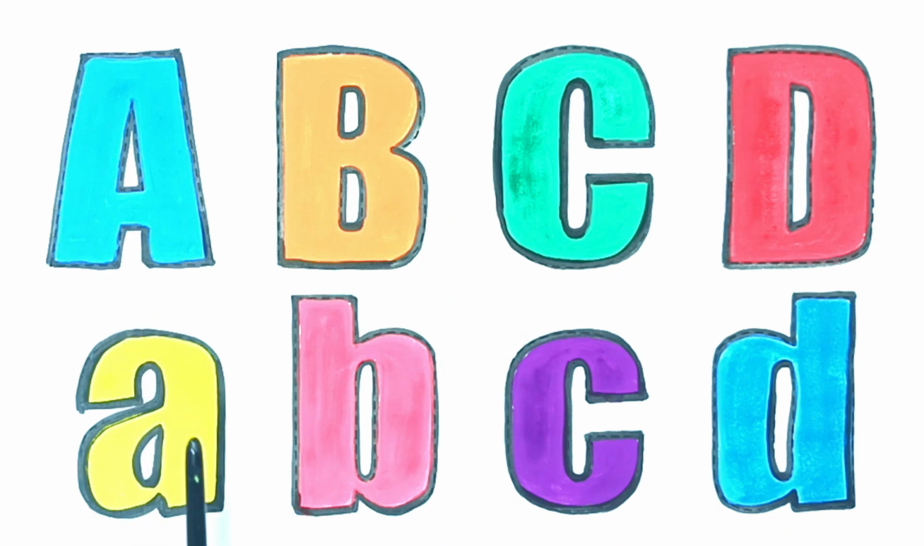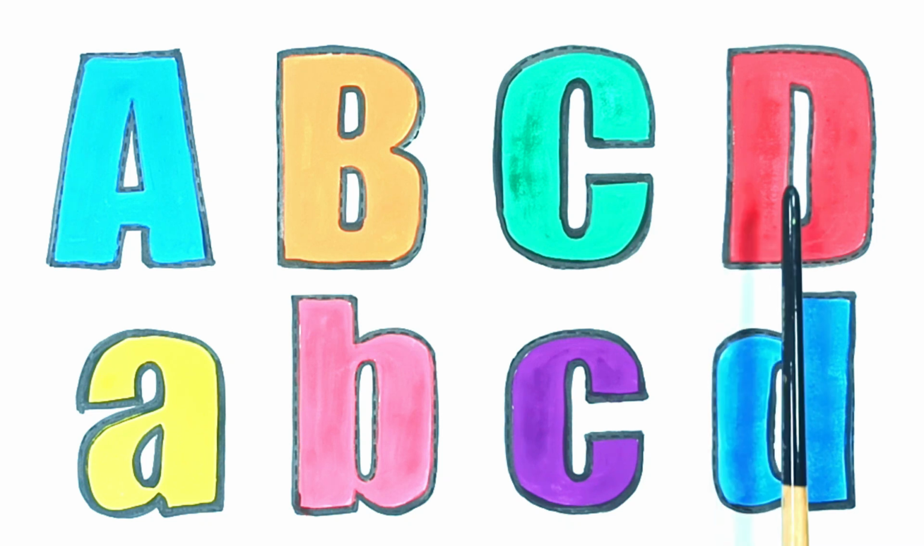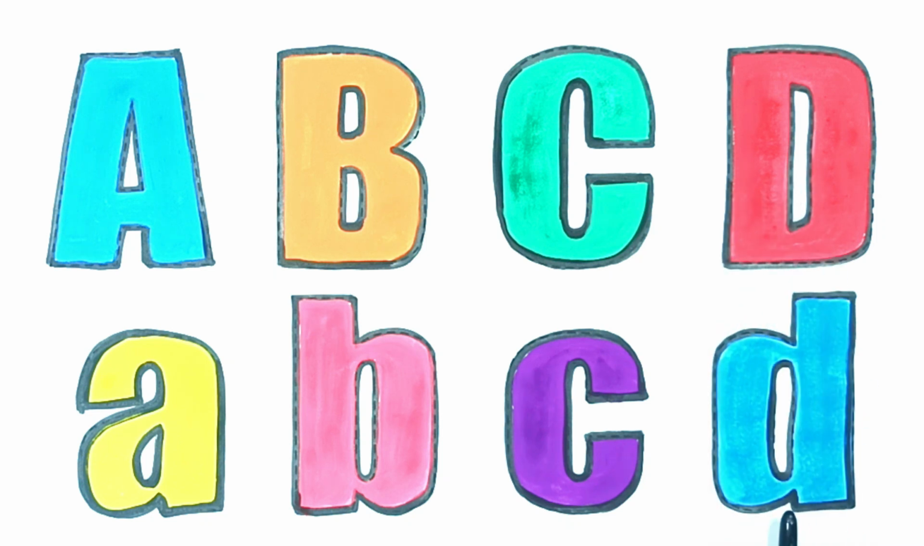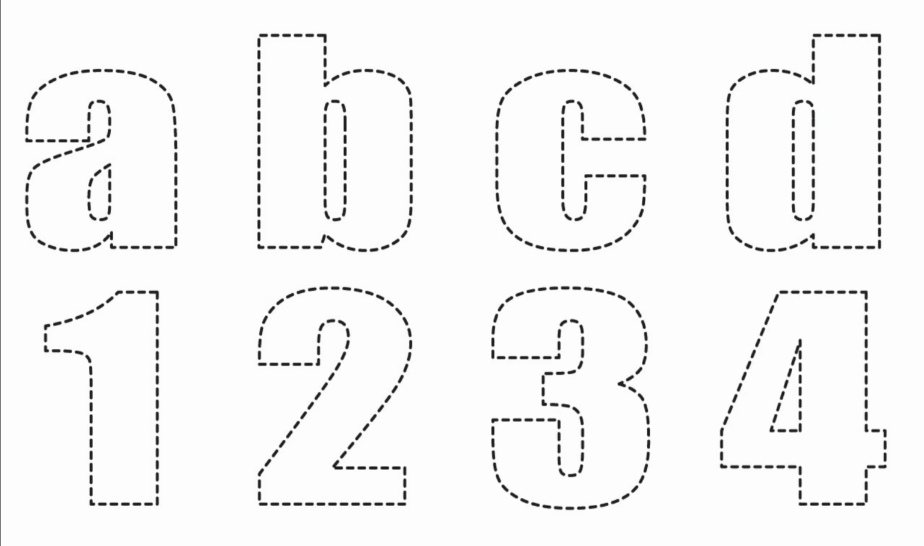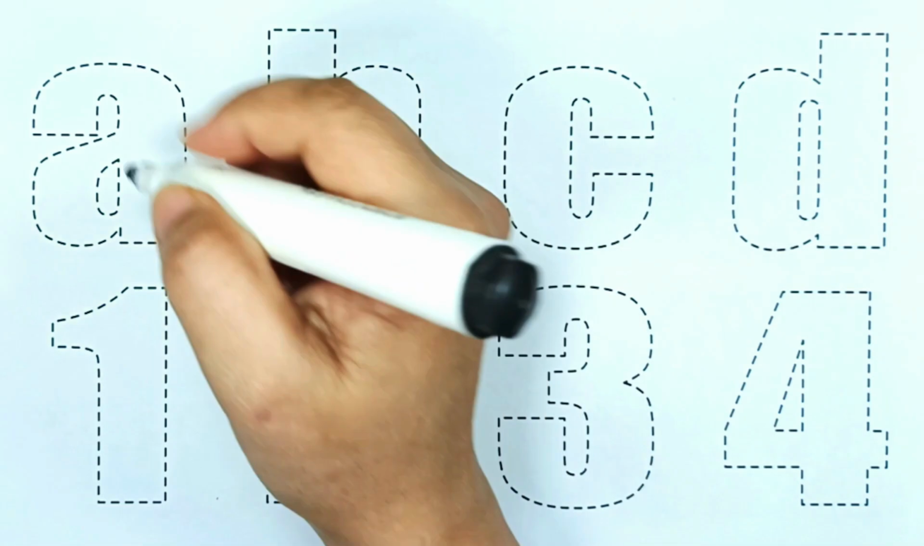Uppercase A. Lowercase A. Uppercase B. Lowercase B. Uppercase C. Lowercase C. Uppercase D. Lowercase D. A, B, C, D, 1, 2, 3, 4. Let's trace and paint them together.